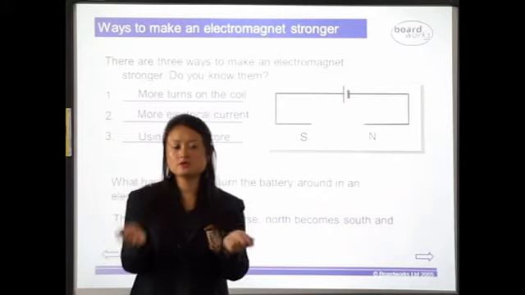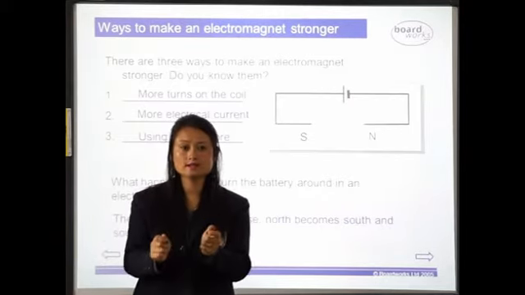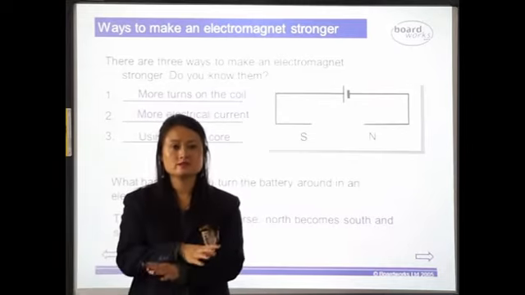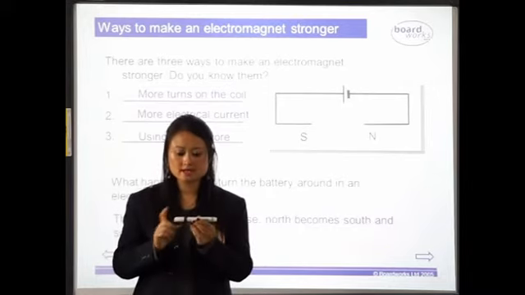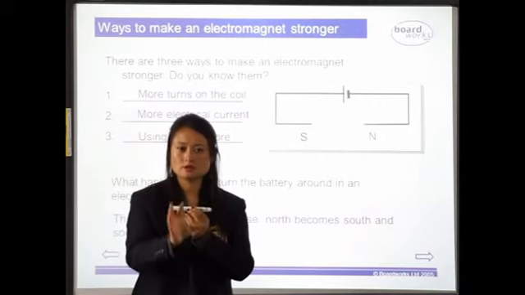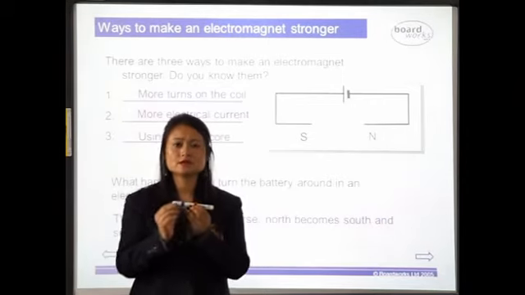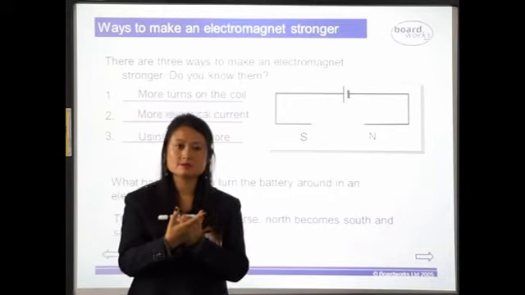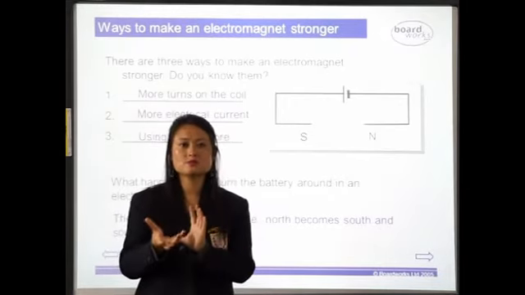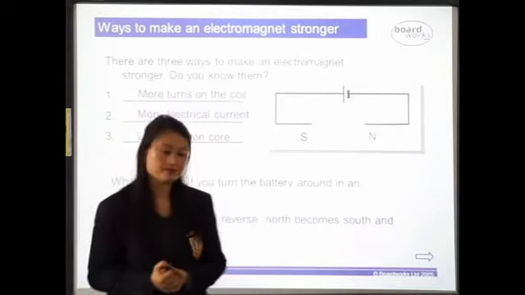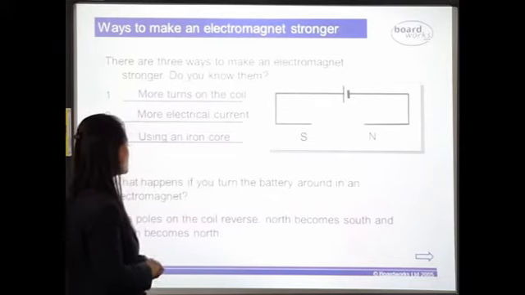So when you change the position of the battery connection, what will happen? The north pole and the south pole of the magnet will be changed. Say this is the north pole and this is the south pole. If you change the connection to the battery, this north pole will become south and south will become north. So when you change the position of the battery, the poles also get changed. Okay. So the poles of the coil reverse, north becomes south and south becomes north.